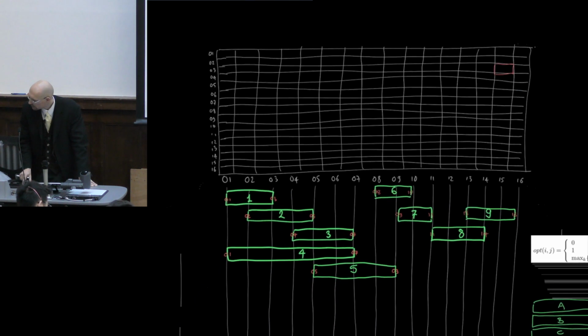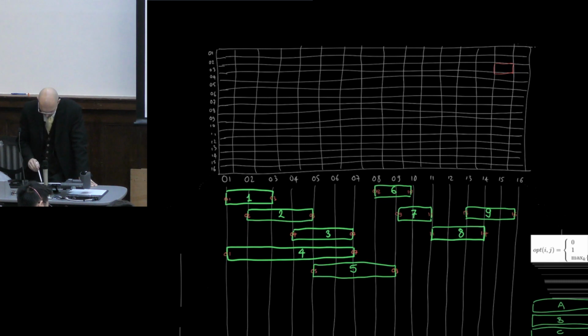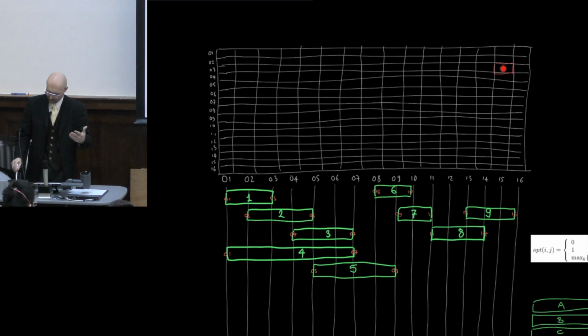the range between 3 and 15, what I'm going to write in this cell is the optimal solution, the best number, the highest number of activities that don't overlap between 3 and 15. And I can't do that very easily, but it is much easier if I go from the bottom up.